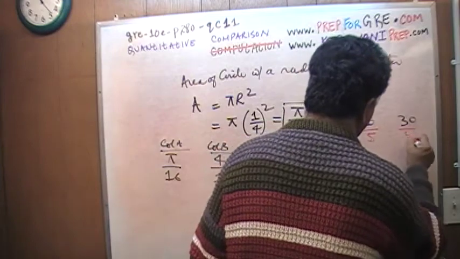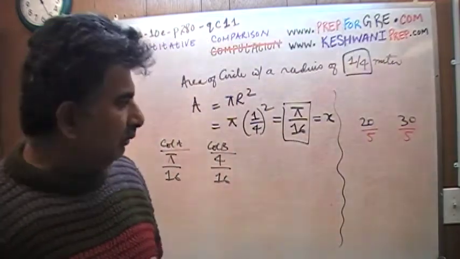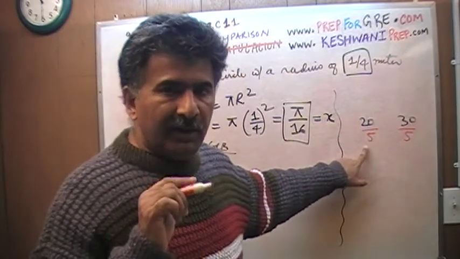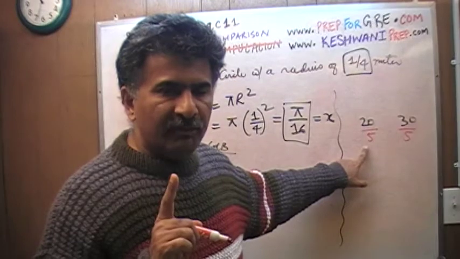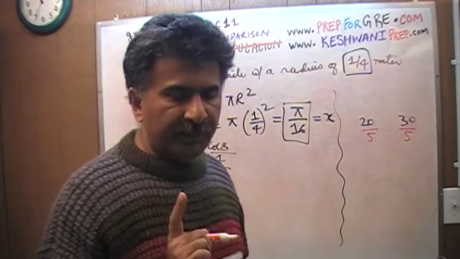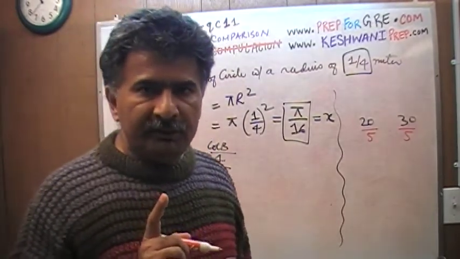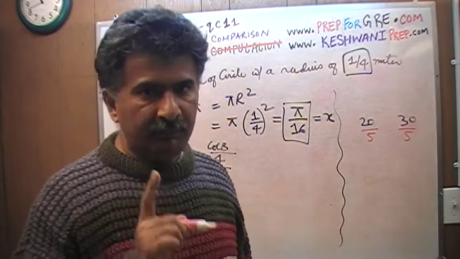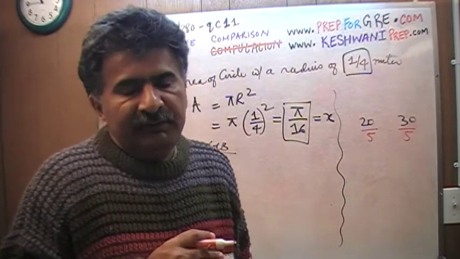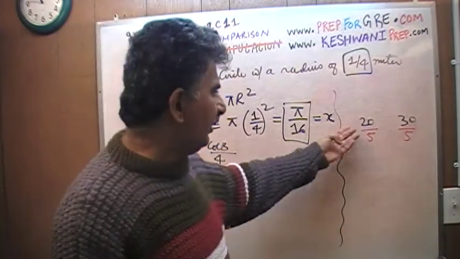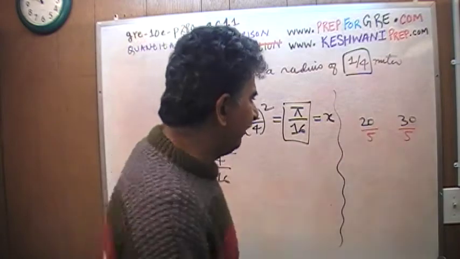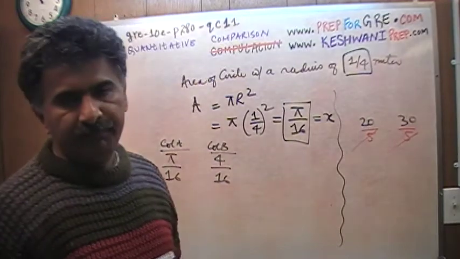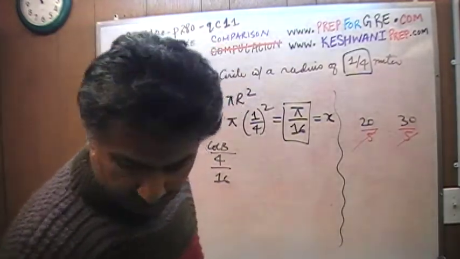bigger, 20 over 5 or 30 over 5, because I'm dividing both quantities by the same number, as long as the quantities in the two columns, listen very carefully, as long as the quantities in the two columns are being multiplied or divided by the same positive number, that number plays no role in it. For example, if you ask me which quantity is bigger, 20 over 5 or 30 over 5, 5 plays no role in it. Basically, what you're asking me is which quantity is bigger, 20 or 30. That's all.